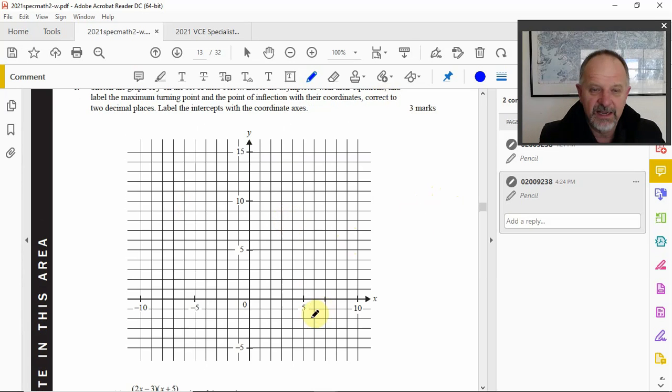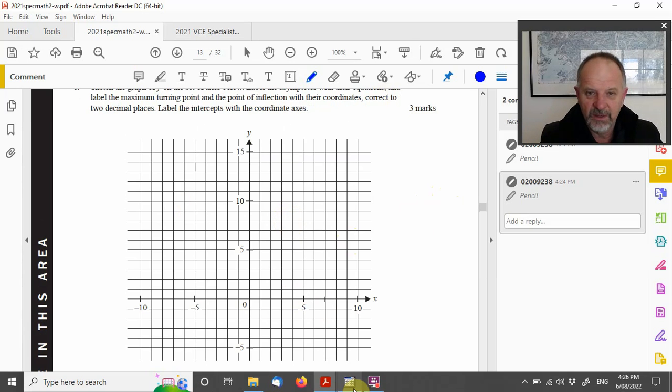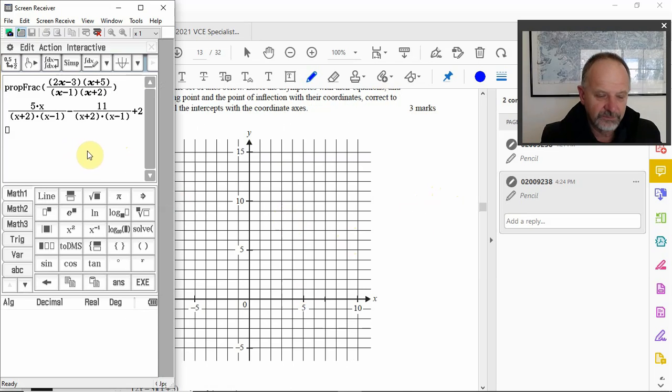So again, this is a calculator job. So we'll go back to our calculator, and we're going to use our calculator to sketch. Now, there's a couple of different ways we can do this. We can actually do it from the main screen, which is where I am, so I'm going to stay there. So what we need to do is tell the calculator what we want it to graph, and we want it to graph y equals all of that stuff there.